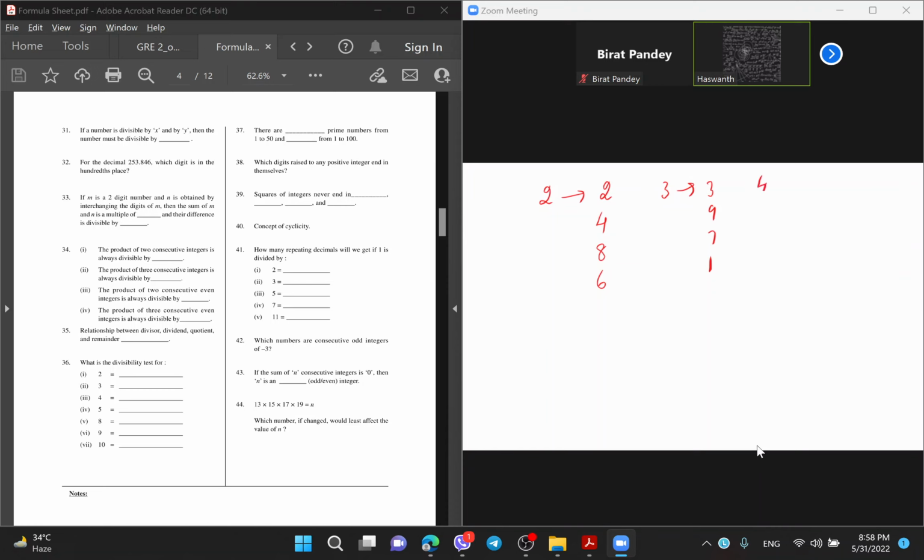For 4 it is 46. But for these numbers, as we are looking in terms of 4, let's say 4646.